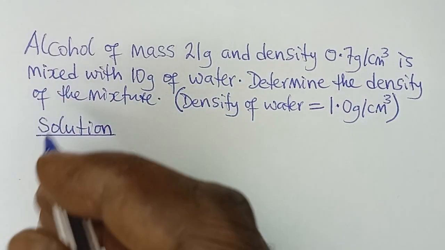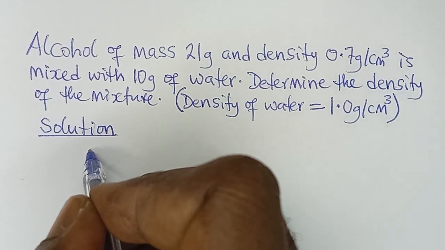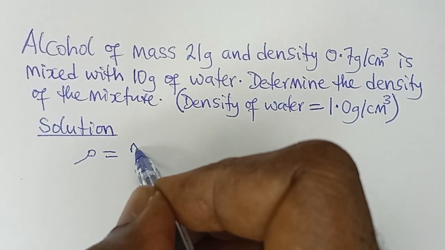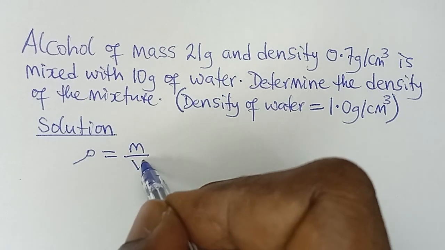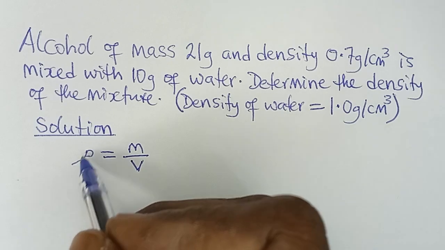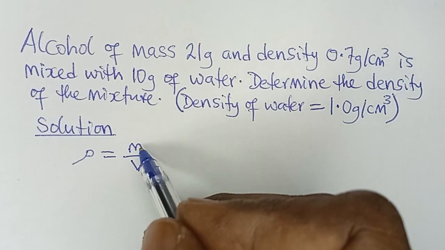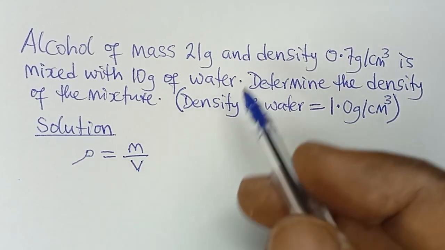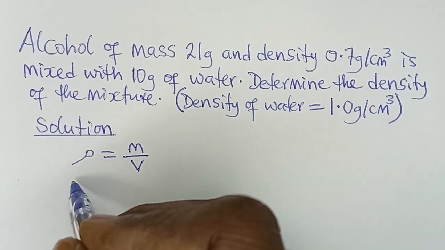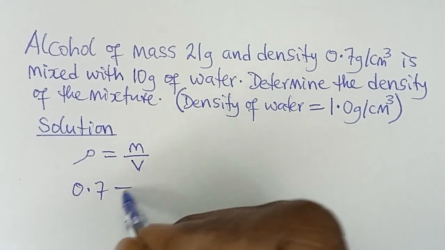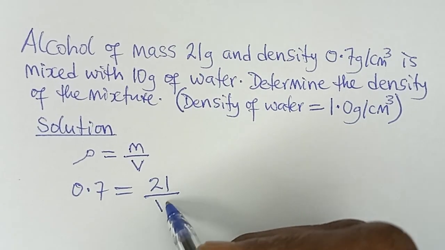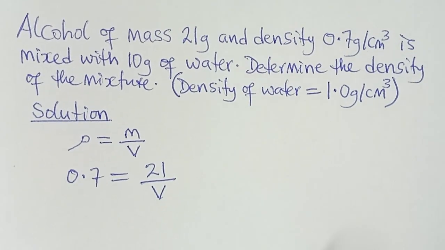Now, for us to start with this, let's remember the formula for density. So I can say density, which is given by rho, this Greek letter rho, is equal to mass all over volume. Density is equal to the mass of the substance divided by the volume. So taking the density of alcohol as 0.7, we say 0.7 is equal to the mass of the alcohol, which is 21, all divided by the volume of alcohol.